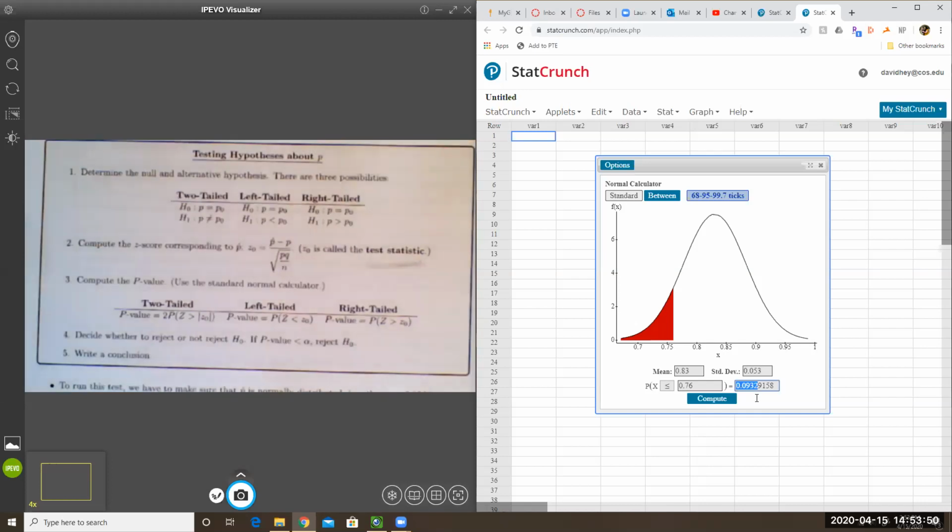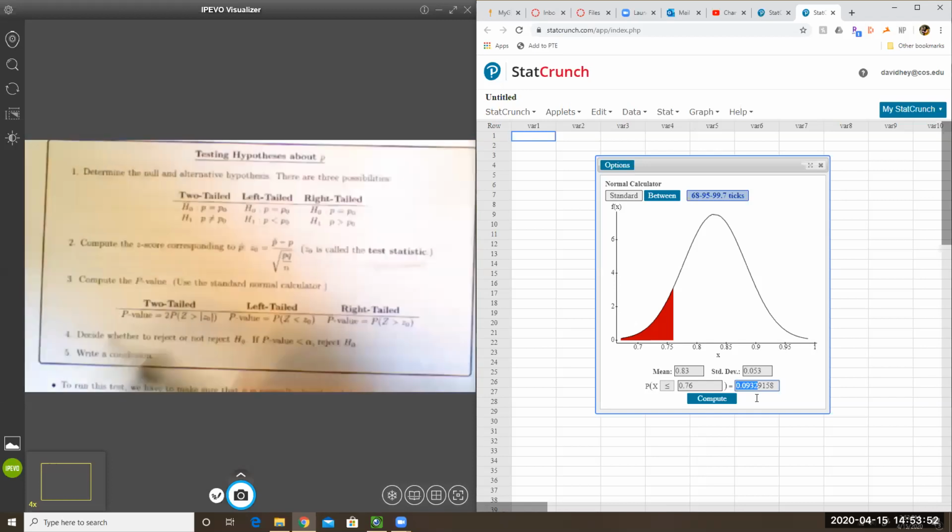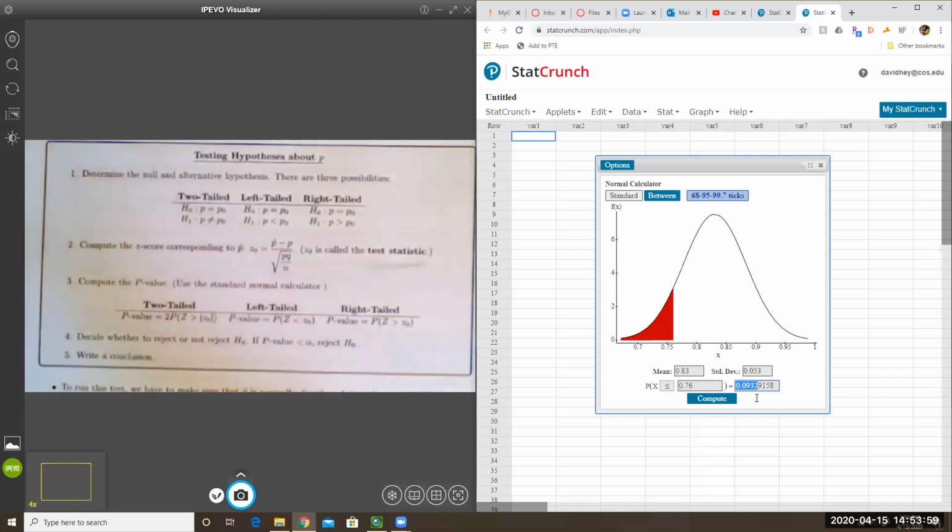But StatCrunch will do this, and then StatCrunch will also do step 3 for us, compute the p-value. The p-value that we want to compute is going to depend on the type of test we're running. So for a two-tailed test, this is the p-value that we want. For a left-tailed test, we want this probability. And for a right-tailed test, we want this probability.